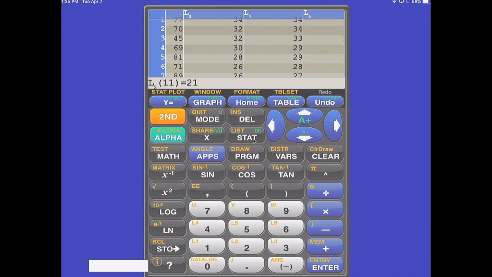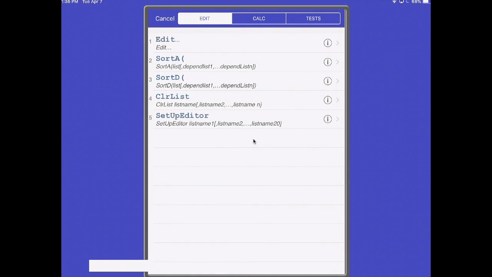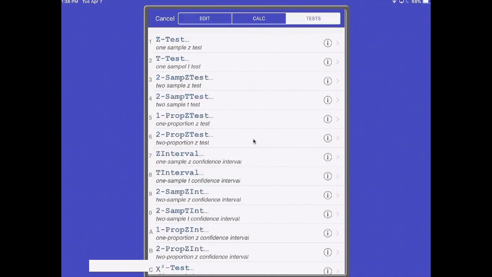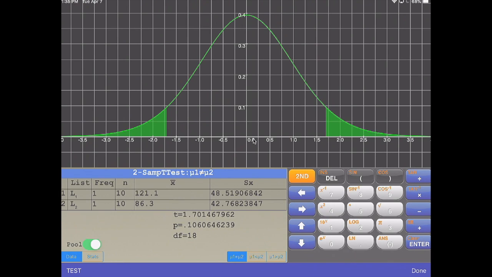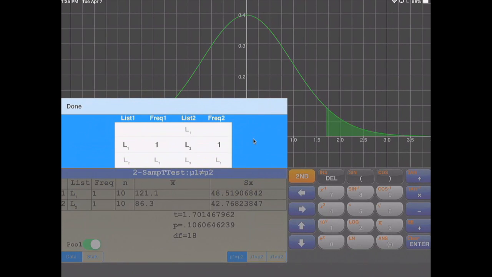All right, now that my lists are correct on list 3 and list 4, I'm going to just simply head right to the testing menu. So stats and then tests. Find my two-sample t-test. Now it has the information from the very last question still on there. I'm going to go to data and change it from list 1 to list 3, which was the third grade scores. And then change list 2 and set it as list 4. Leave the frequencies as 1.